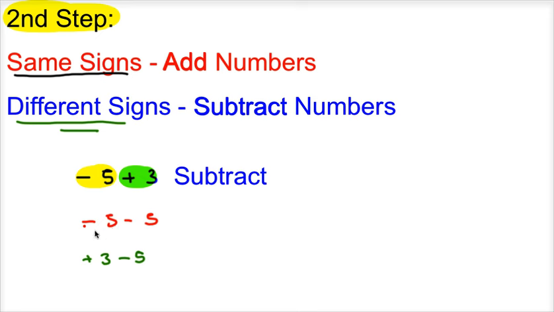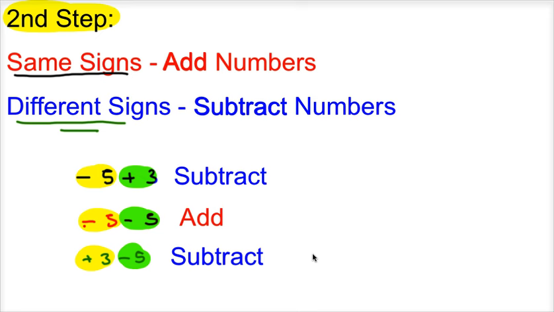Our next example, -5 minus 5. Both these numbers have the same sign. They're both negative, so I'm going to add these numbers. And the last one, +3 and -5. Both of these have different signs, so again, I'm going to subtract these numbers.